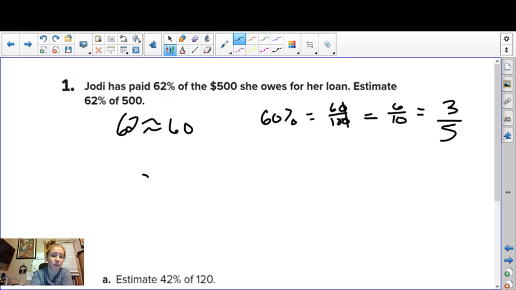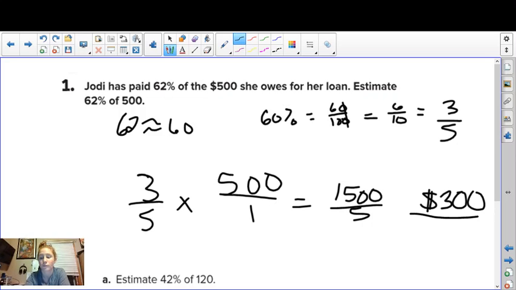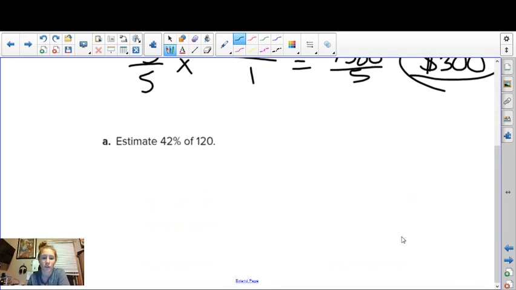So I'm going to take that 3 over 5 times the $500 because I'm trying to find the percentage of 500. Remember, with fractions, we cross multiply. So I get 1,500 over 5. So she has paid $300. Now, it's not too complicated. I want you to try this next one on your own for me.